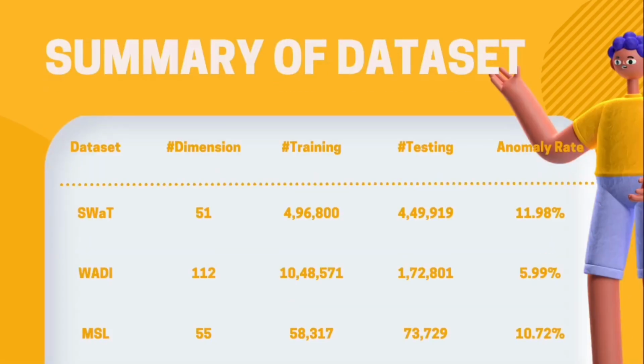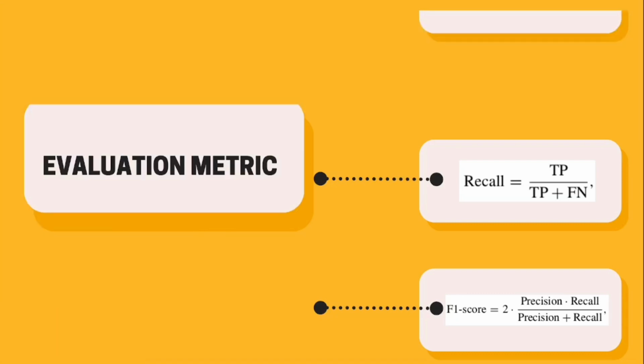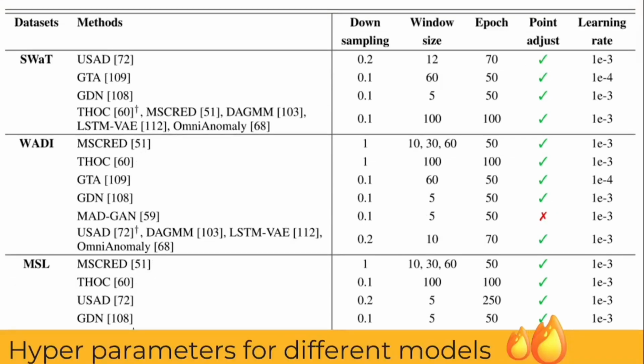So in this table, we can see the dimensions of these datasets, the number of training examples, testing examples, and the anomaly rate. Moving on to the evaluation metrics, we will use precision, recall, and F1 score as our evaluation metrics. So here are different hyperparameters that are used in the different kinds of models for training and testing purposes.